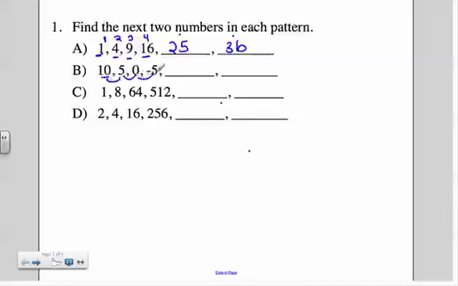Taking a look at the next pattern, we're starting at the number 10 and then going down by 5 each time, or subtracting 5. So our next two numbers would be negative 10 and negative 15.